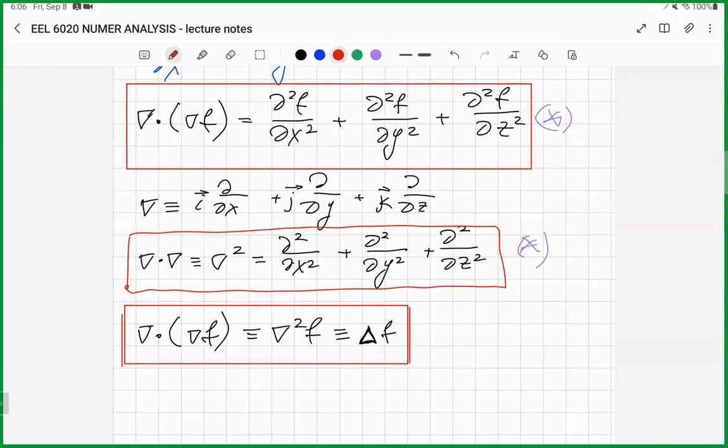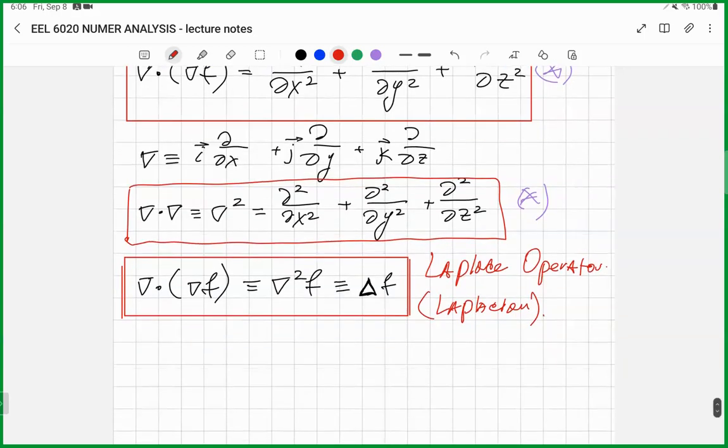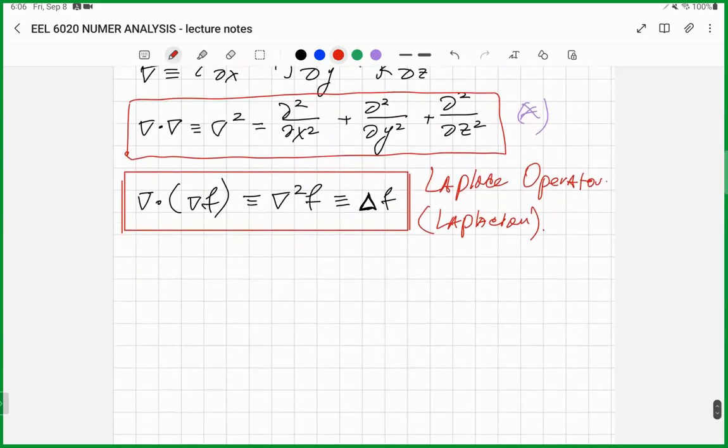So it is known as Laplace operator, or Laplacian. There is another name. Laplacian. So it's a nabla squared, or this combination of the second order partial derivatives by x, by y, and by z. Very good. So now let us transit to the curl.